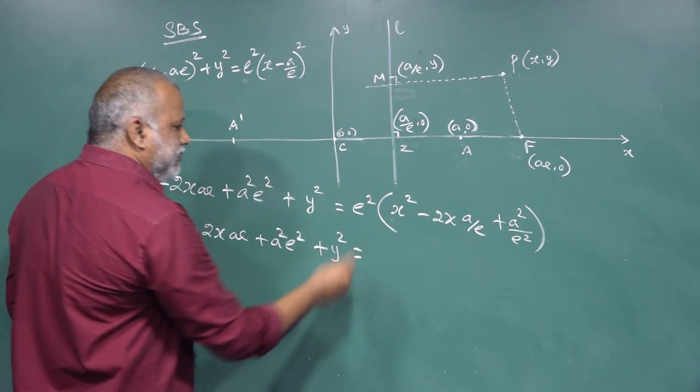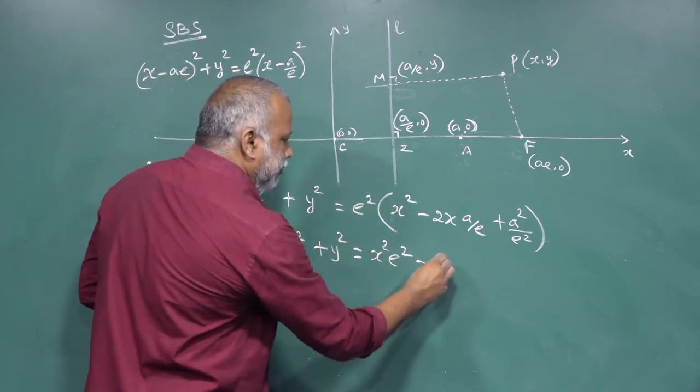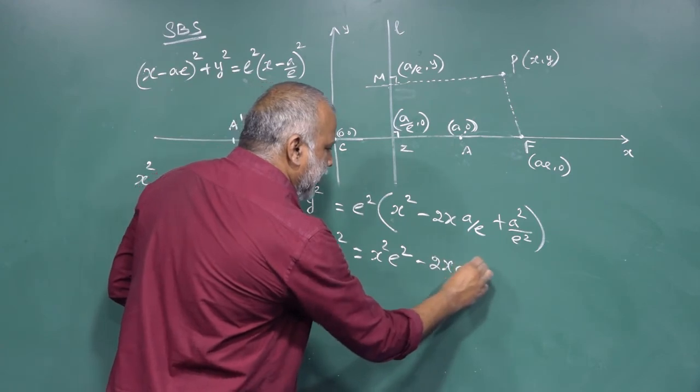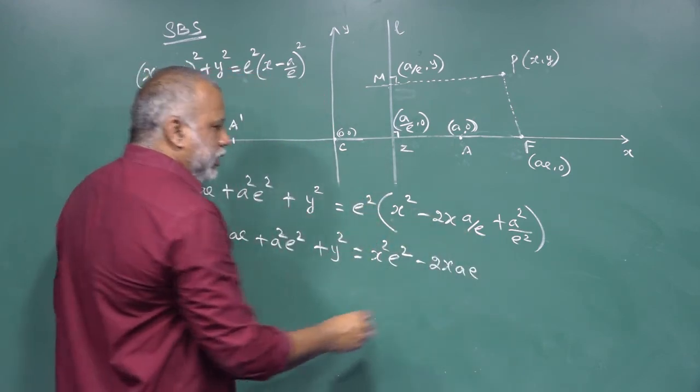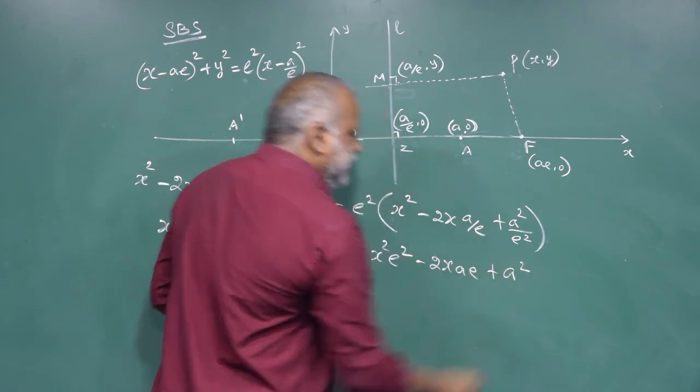Just to open this bracket, we can get x squared e squared. Then again minus 2x ae, one e will be removed. Then plus e squared will be removed here. We can get a squared.